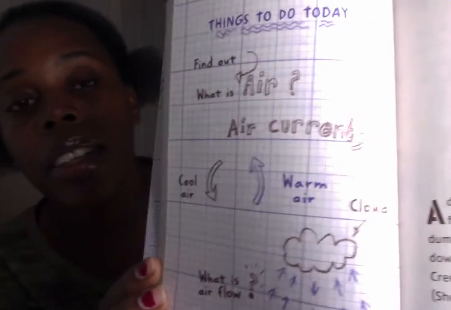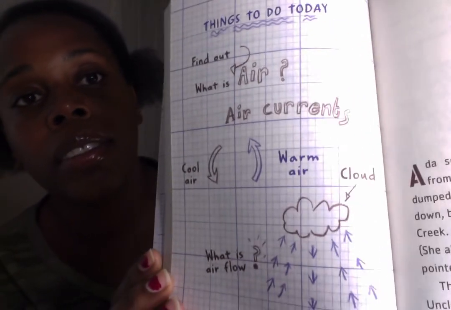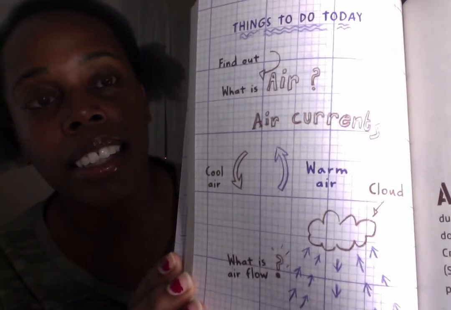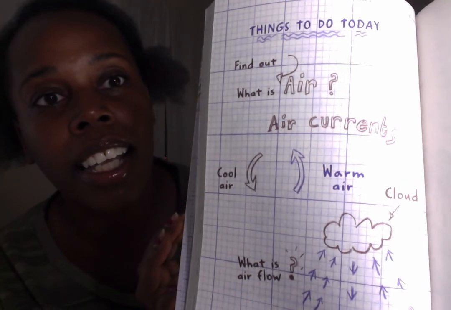Look at that. So now I'm on chapter 10. Chapter 10. Things to do today. It says, find out what is air currents, warm air, cloud, what is airflow in the earth.